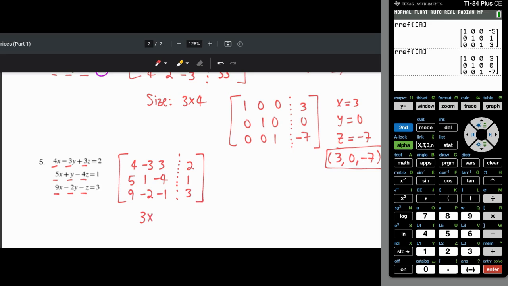All right, so this is a 3 by 4 matrix. And I don't have any missing variables. I don't need to move anything over. All the x's, y's, and z's are in order, and the constants are on the other side.